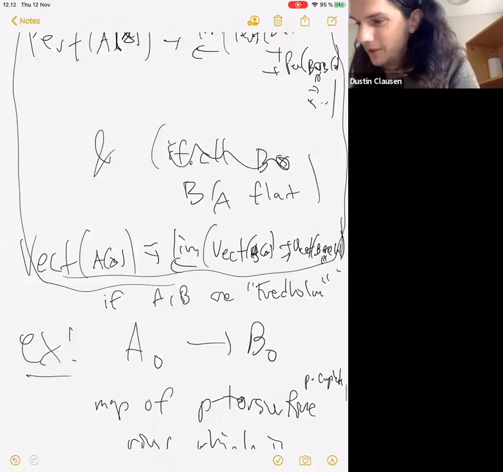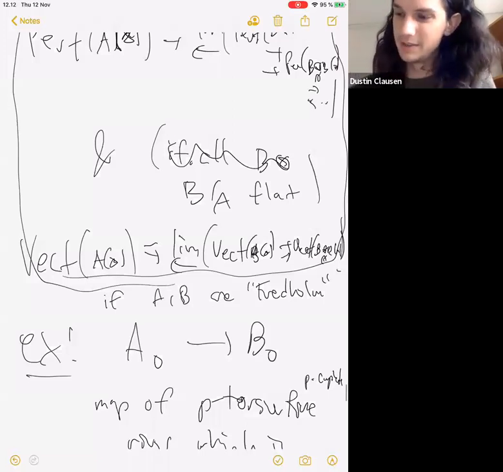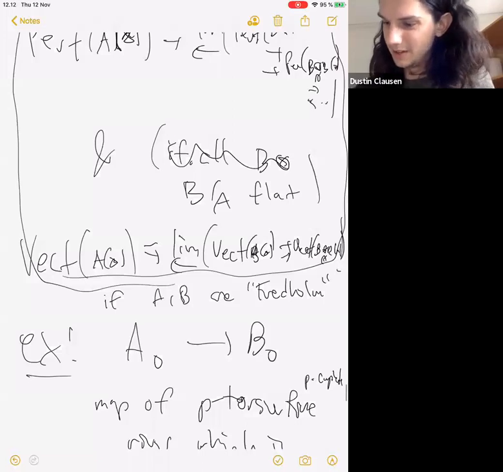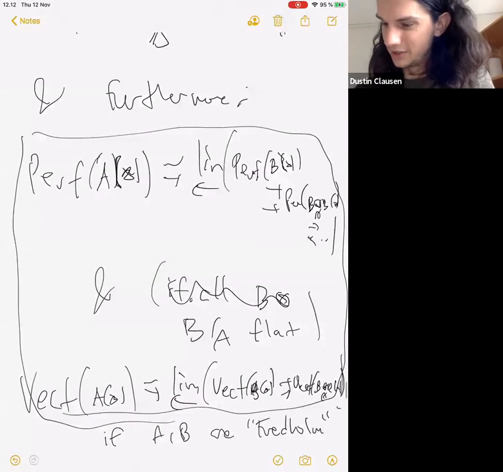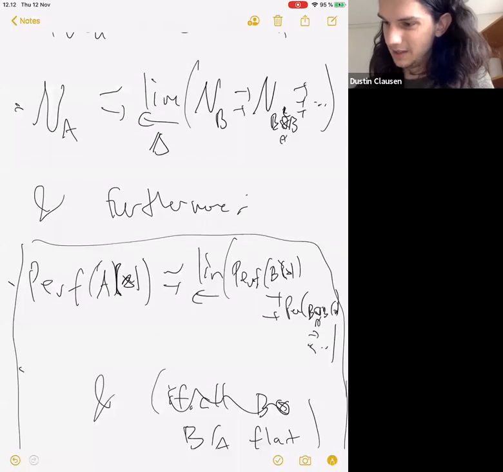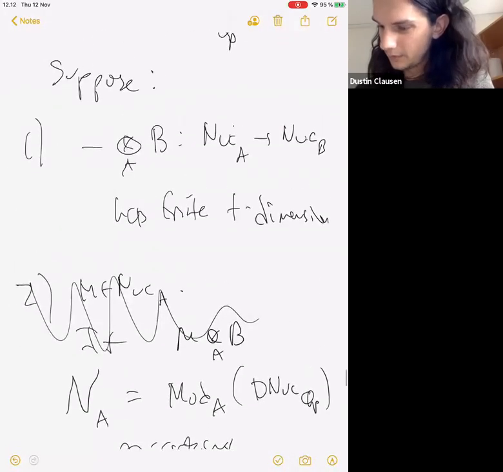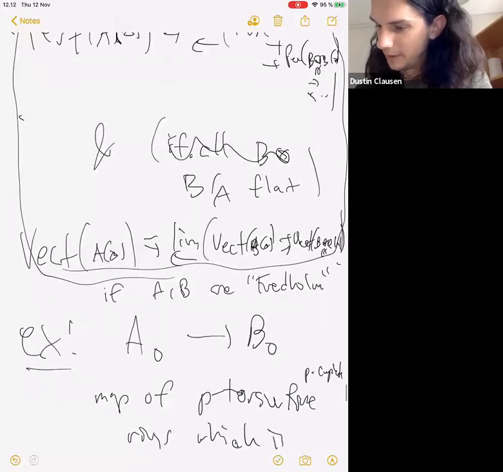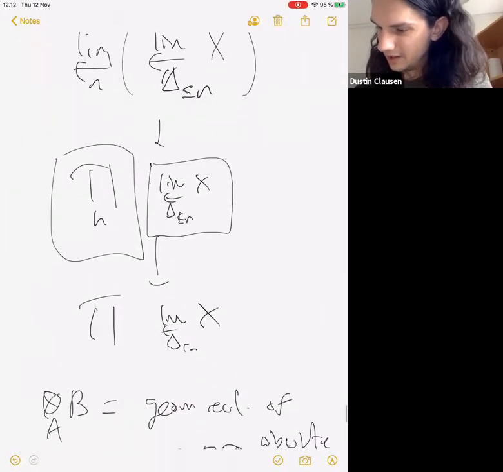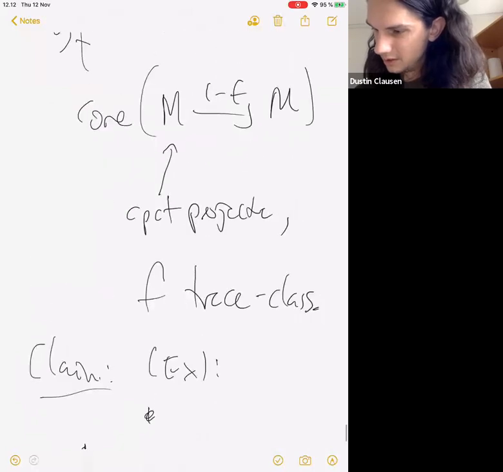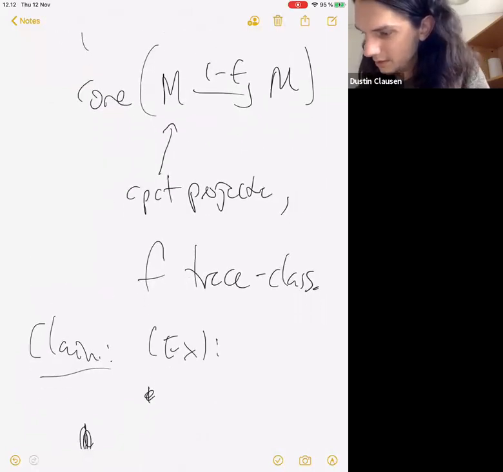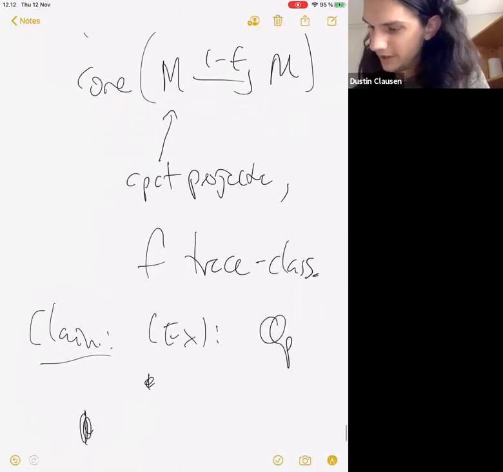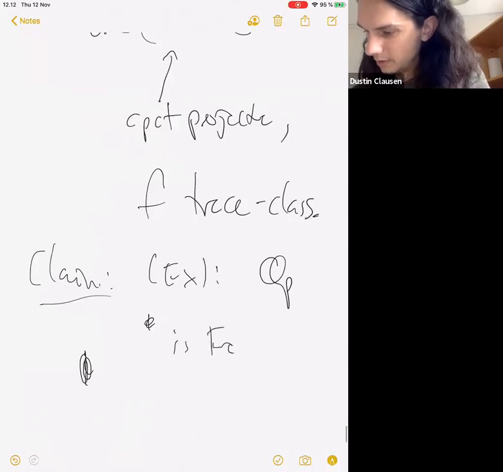So in the example, you can also verify an extra condition on A and B, which will imply that you can deduce these statements from this statement here. But I shouldn't have claimed it in the general case of A, B arbitrary nuclear algebras. So what do I mean by Fredholm? Qp, for example, is Fredholm.